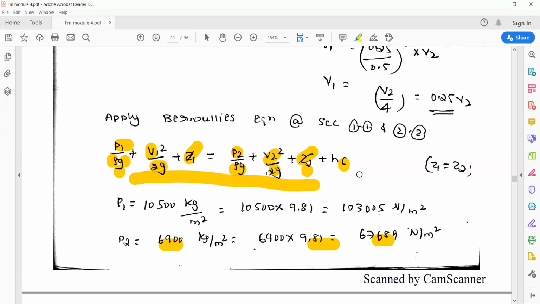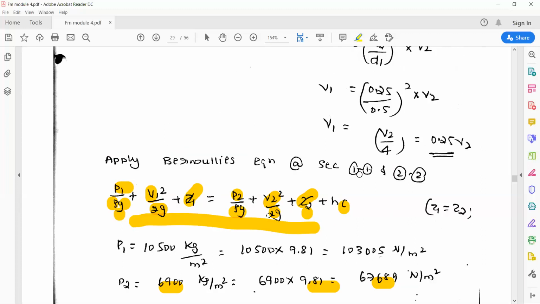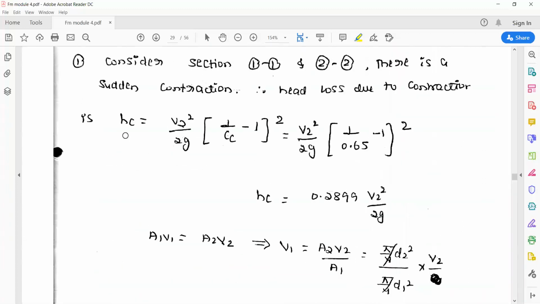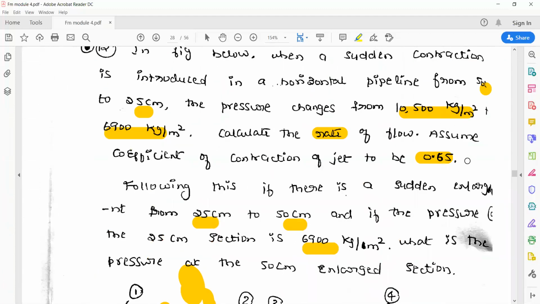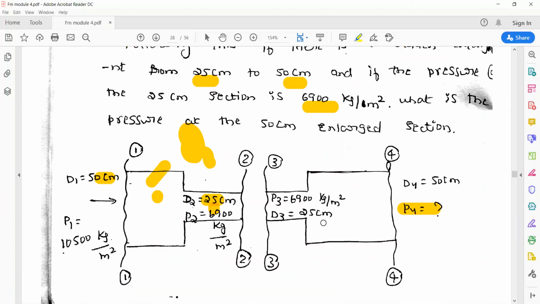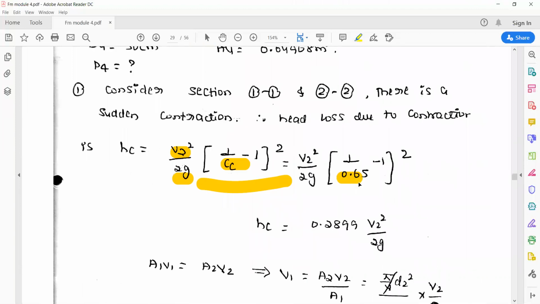And HC, we have the HC formula also for contraction. According to the HC formula, HC is equal to V2 square divided by 2g into 1 by Cc minus 1 whole square. So this is the formula for contraction. We can make use of this formula. In the numerical they have mentioned the value of Cc, that is 0.65, the coefficient of contraction. So that one you can substitute.